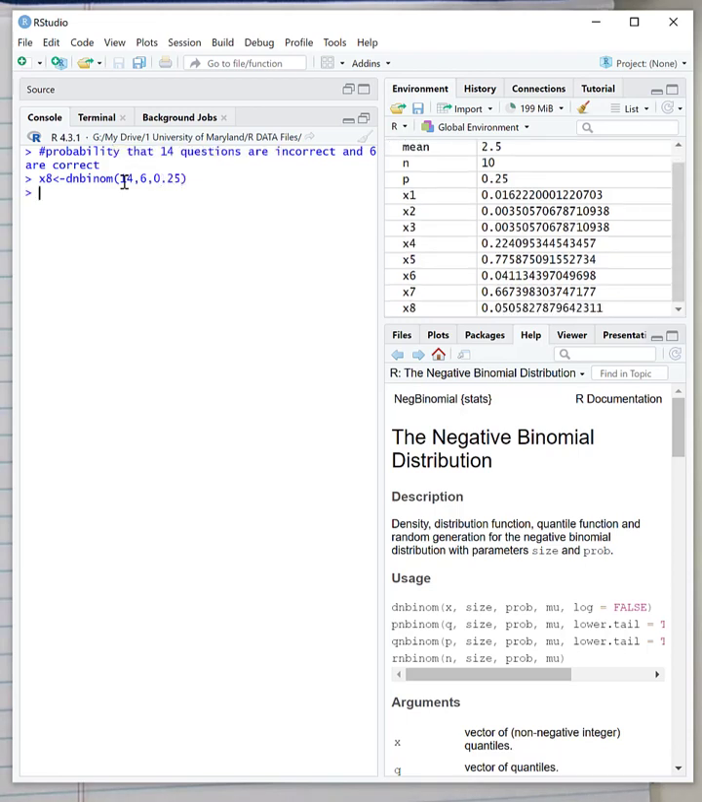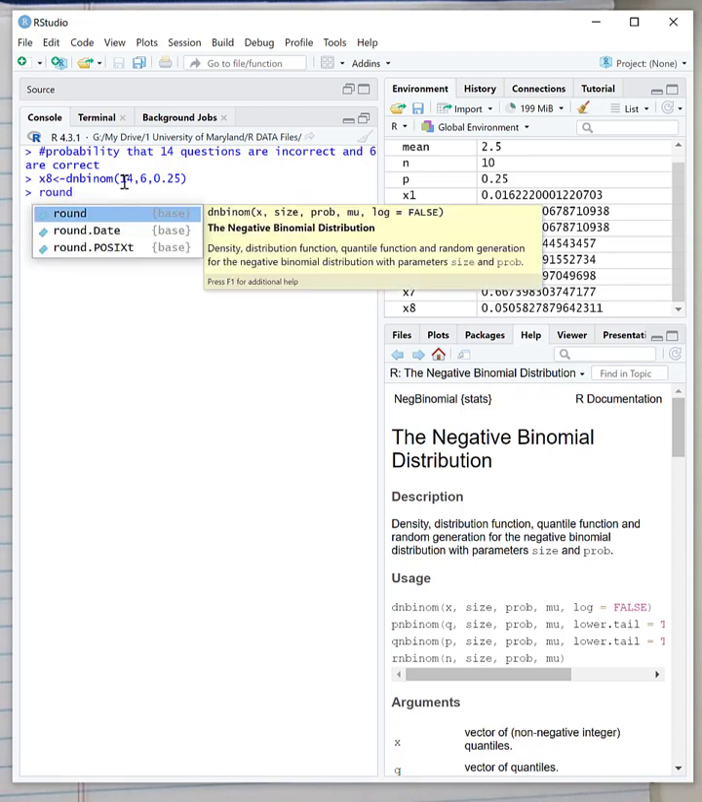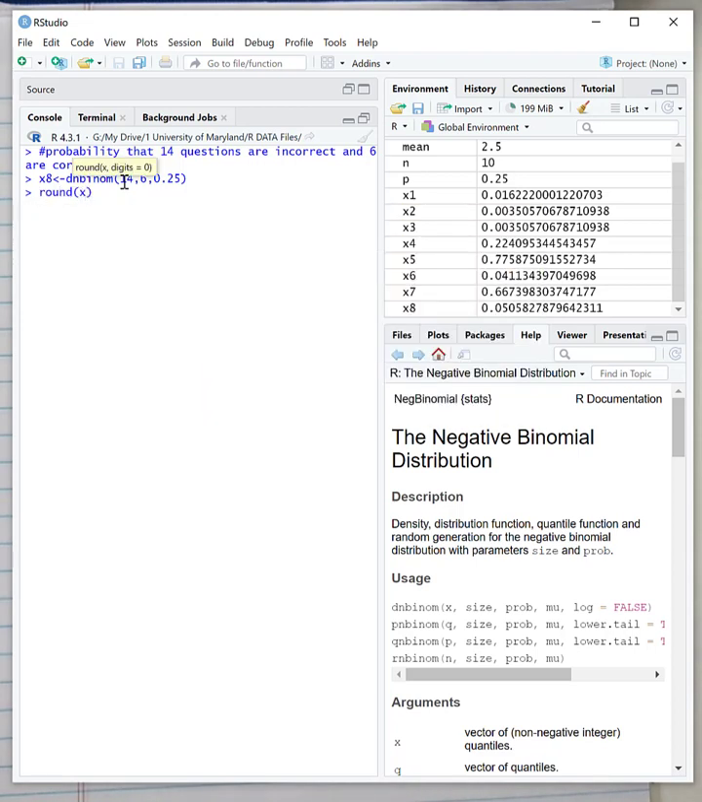Hit enter, and now I can say I want to see round x8, digits equal 4. So now we have the probability of getting 6 correct and 14 incorrect. So a total of 20 questions on the test to get 6 of those correct is 0.0506.